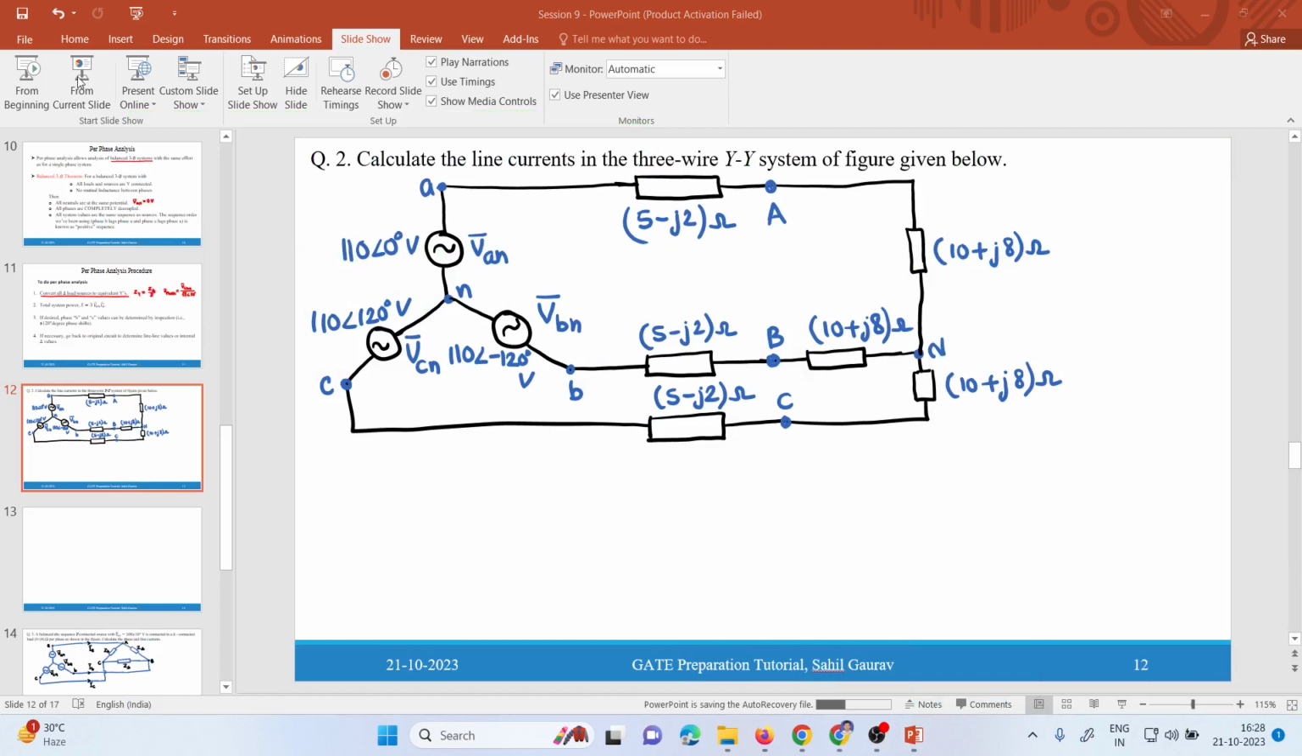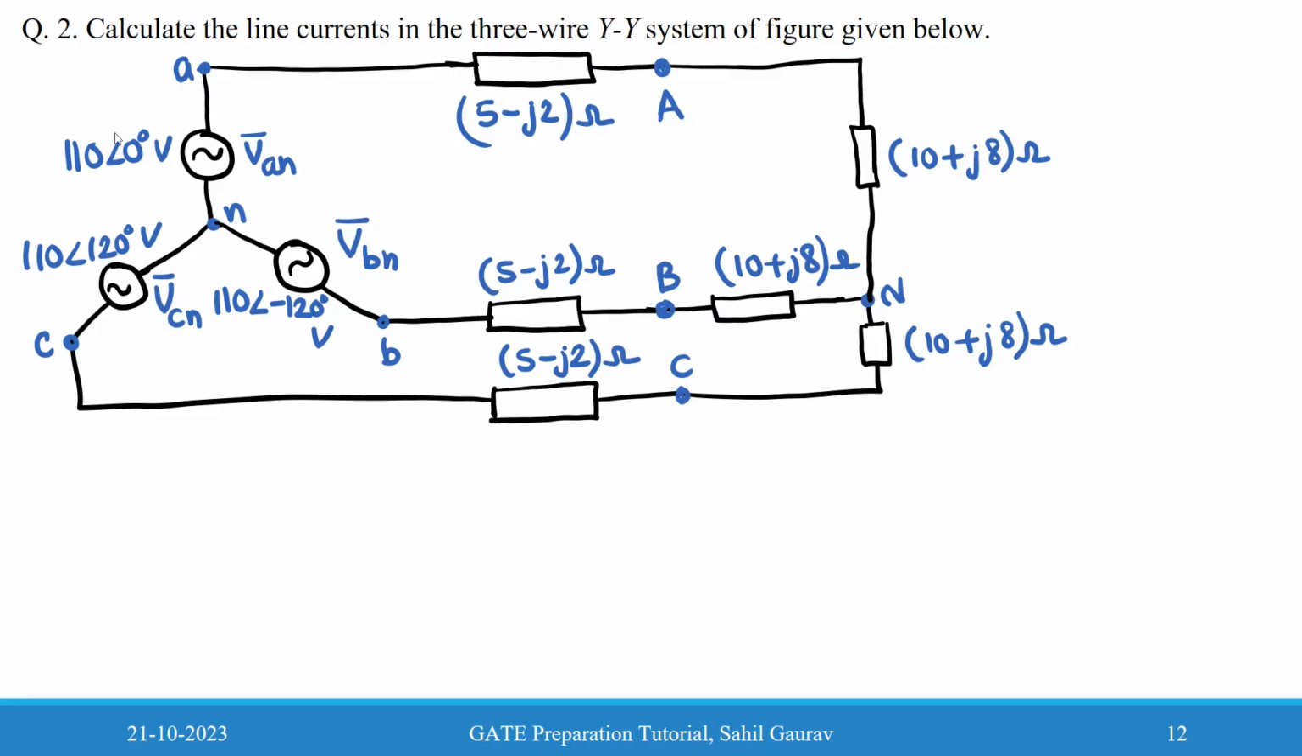So the question is: calculate the line currents in the three wire a star system of the figure given below. I just want to tell you that you should approach it with per phase analysis. Don't apply KCL and KVL in this three phase system. For per phase analysis, what is the most important thing that should be given in the problem?